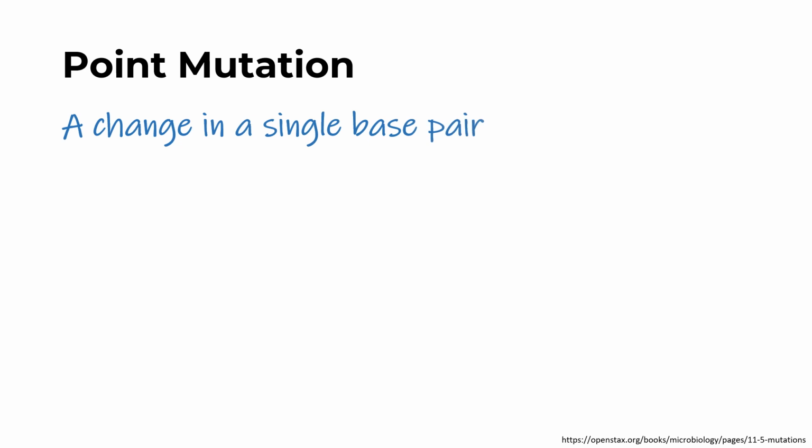The simplest mutation is a change in a single base pair within a DNA sequence. This is known as a base substitution or point mutation. Because more than one codon can encode the same amino acid, point mutations are often neutral or silent, and they don't change the amino acid sequence of the final product.